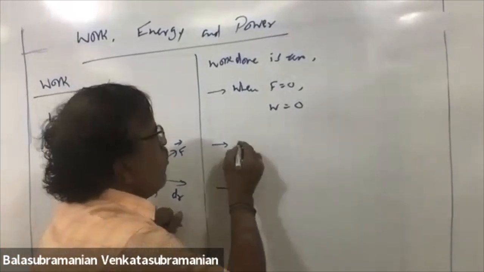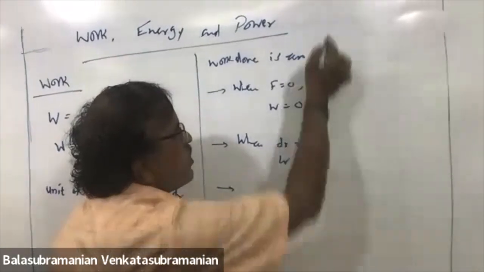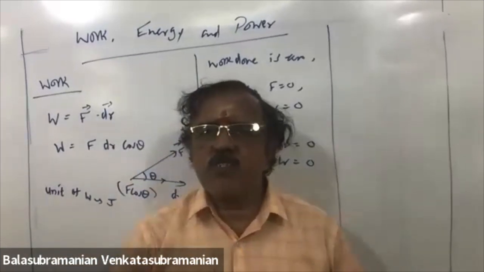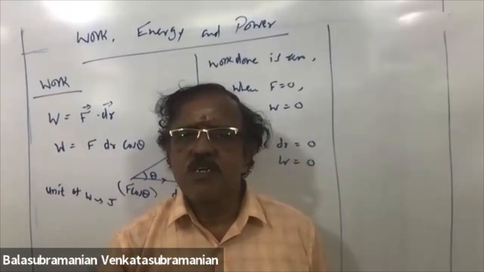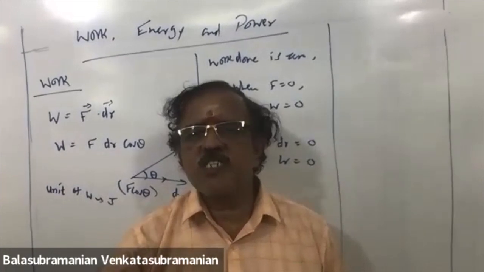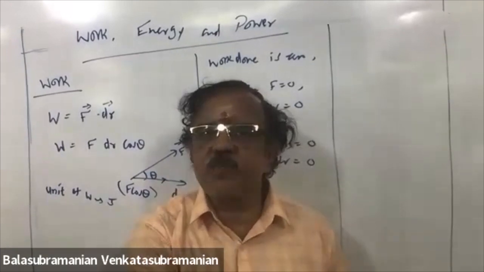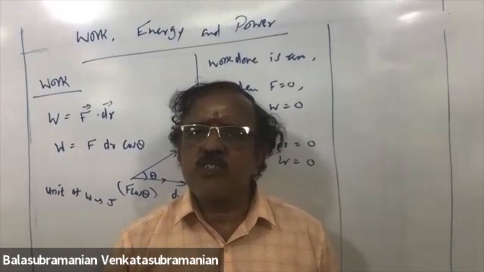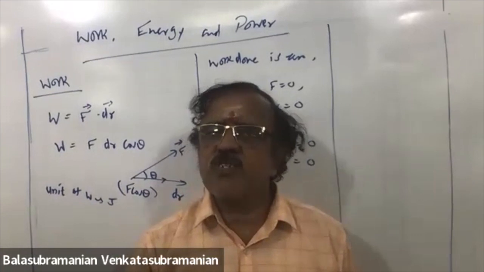Second case, when displacement dr is 0, W is equal to 0. Displacement dr 0 means, suppose you are pushing a wall. You are applying a force, but the wall cannot move. The body is not displaced. By applying a force, the body should be displaced. That is the definition of work done. So here the body is not displaced, so there is no question of work done here. Work done is 0.